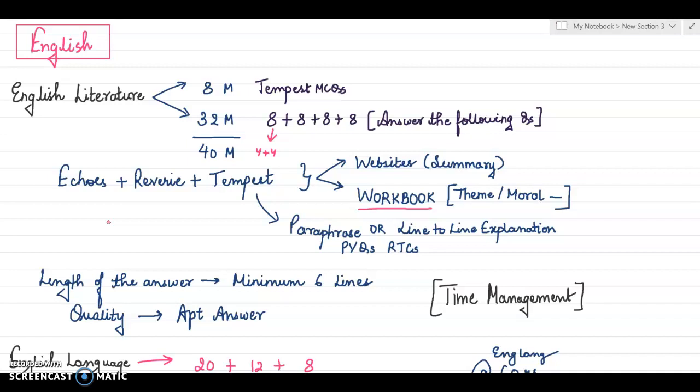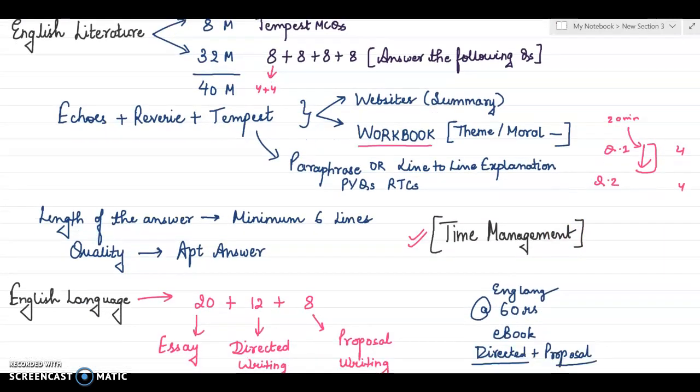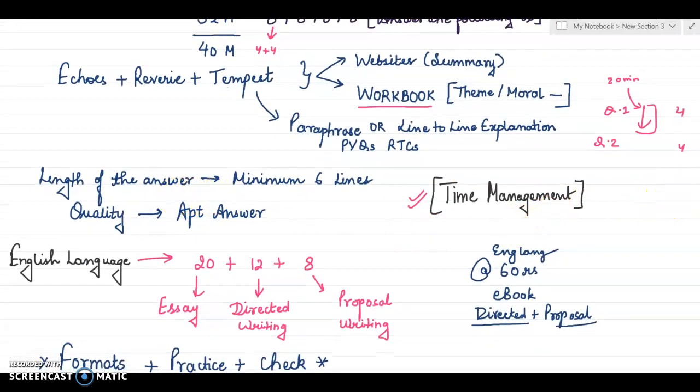Then quality of the answer: again, I told you an appropriate answer is accepted, and please manage your time. I have seen students writing long answers in question number 1, which is of 4 marks, and then question 2 is also of 4 marks. You will write a very long answer here, waste around 20 minutes on it, and then you will not be able to manage time, or your question may be left. So please manage your time. Give equal time to every answer.